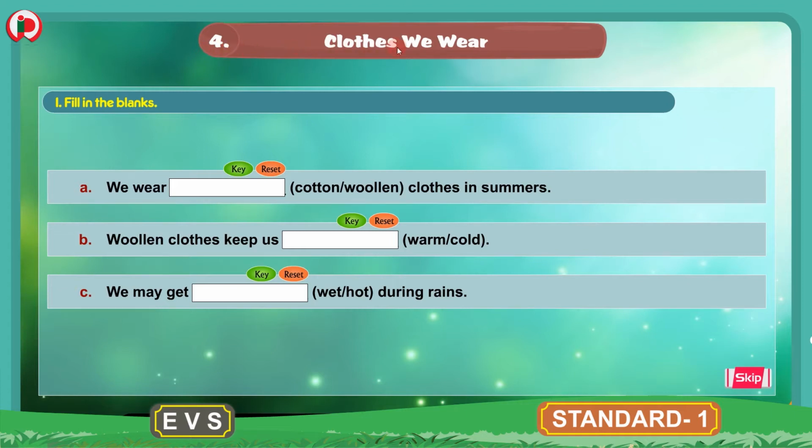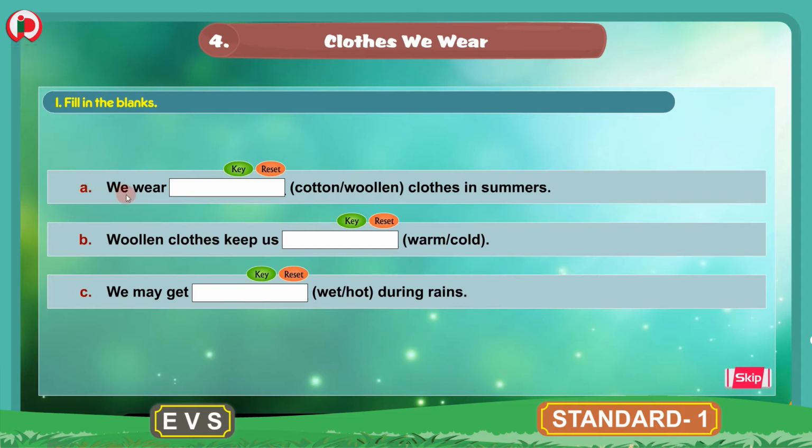4. Clothes we wear. Children, this is the fourth lesson in the course book, Clothes we wear. Now we will do the workbook part for this lesson. The first bit here is fill in the blanks. Children, here we are given 3 incomplete sentences. We have to fill in these blanks with the words given in the brackets. We have to choose the correct word from the given bracket and write in this blank.